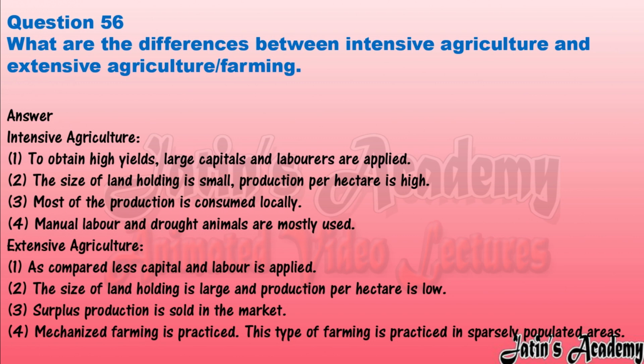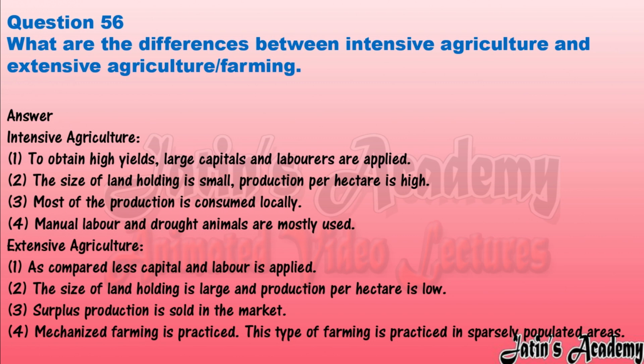Question 56. What are the differences between intensive agriculture and extensive agriculture or farming? Answer. Intensive agriculture. 1. To obtain high yields, large capital and labor are applied. 2. The size of land holding is small, production per hectare is high. 3. Most of the production is consumed locally. 4. Manual labor and draught animals are mostly used.